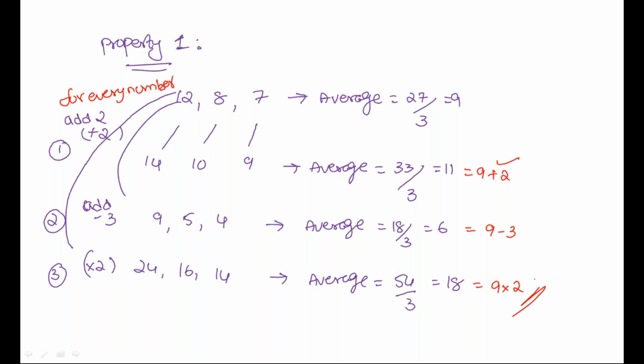Okay, so see this very basic example I considered. For every number, if you add 2, the average is added by 2. If you subtract 3 for every number in the group, the average is subtracted by 3. If you multiply by 2, the average is multiplied by 2.